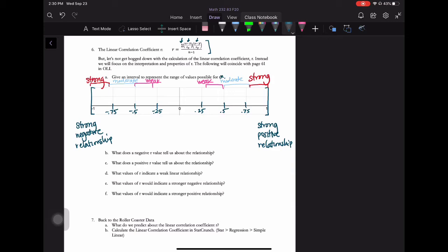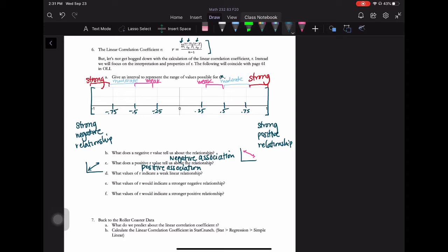So a negative R value tells us that there is a negative association. A positive R value tells us that there is a positive association. Negative means the graph goes down to the right, positive goes up and to the right. This would be a positive association.